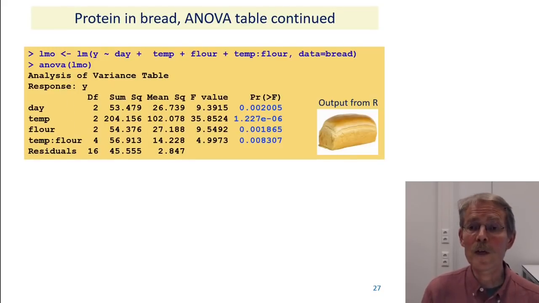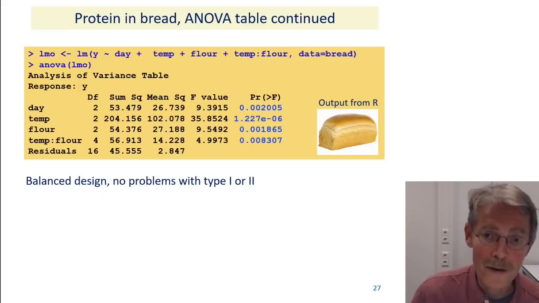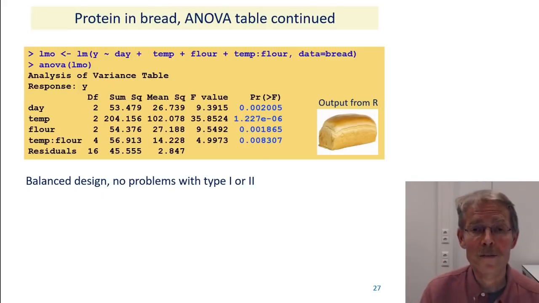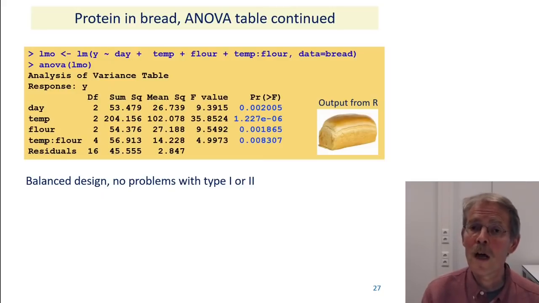Now, where do we look at in this table? Well, first of all, we have to worry about the type of sum of squares, because by default R will give you type 1 sequential sums of squares. That's what you're looking at now in the yellow box. But this is a balanced design. We have an equal number of combinations of temperature and flour within each day. So we can make do with this result. Type 1 or 2 are the same.